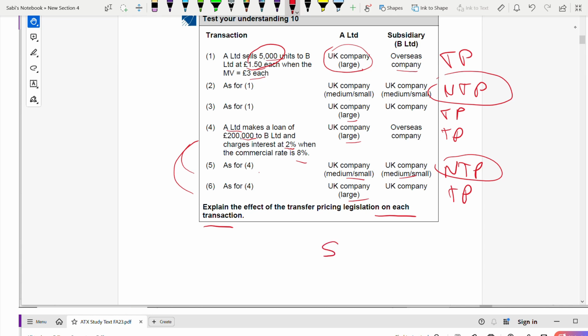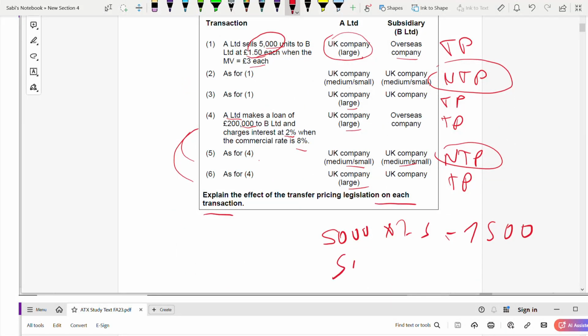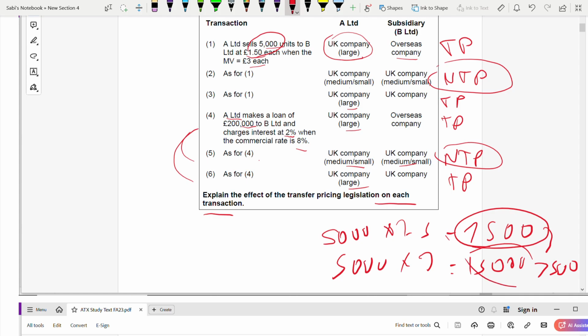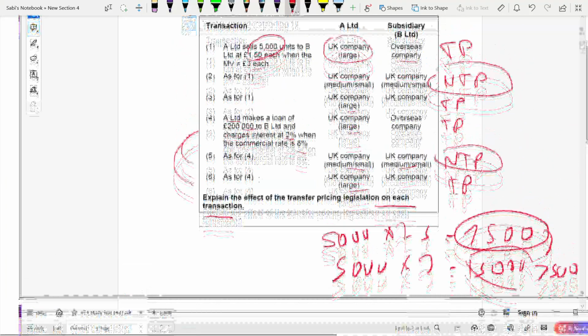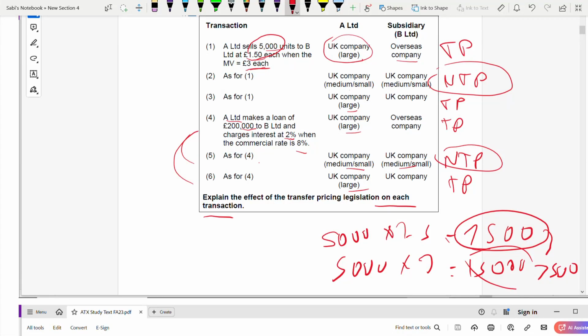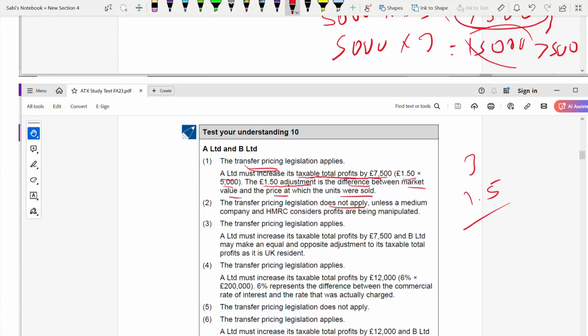A earlier was having 5,000 into 1.5, which is 7,500. Earlier he is having 7,500 profit. He should have 5,000 into 3, the market price, which is 15,000. Already 7,500 was recorded. Now he has to increase the taxable profit by a further 7,500. Taxable total profit has to be increased by the difference, because you have to come to 3 into 5,000, which is 15,000. Second one: in the second one, transfer pricing will not apply, unless the medium company's profits are being manipulated.